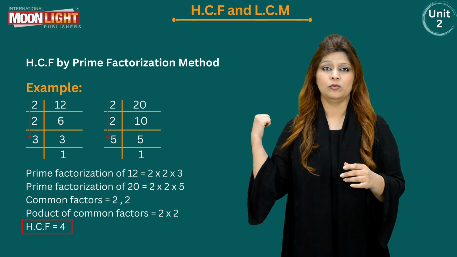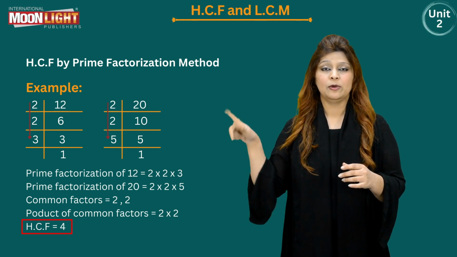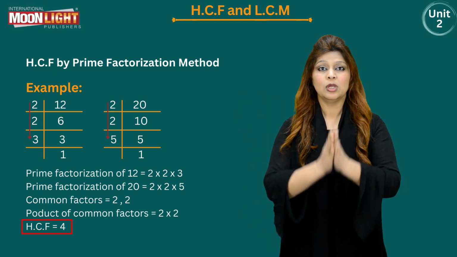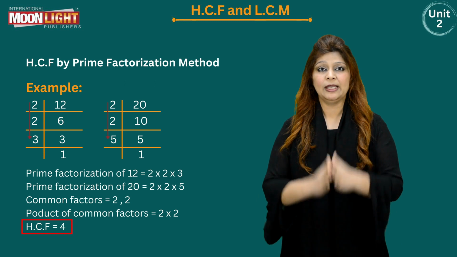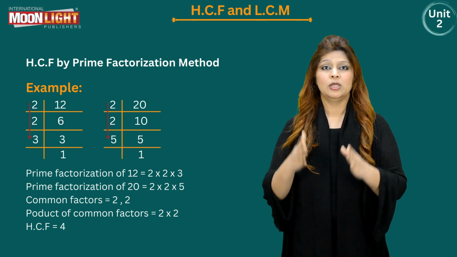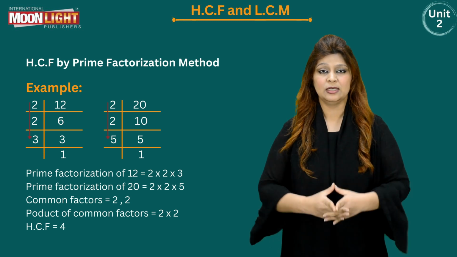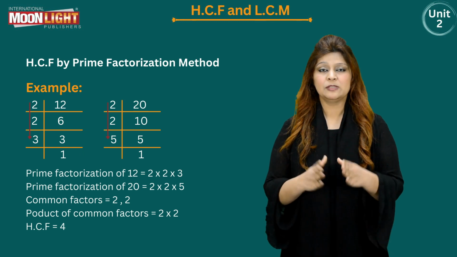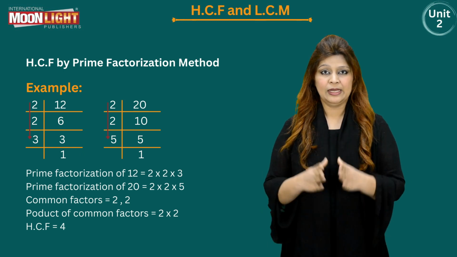So we will write 4 over here and we are going to make it in a box so that this will be prominent. That is HCF is equals to 4. So this is our answer of HCF by prime factorization method. This method is really very simple and easy.